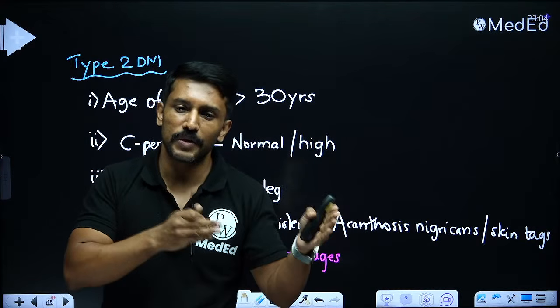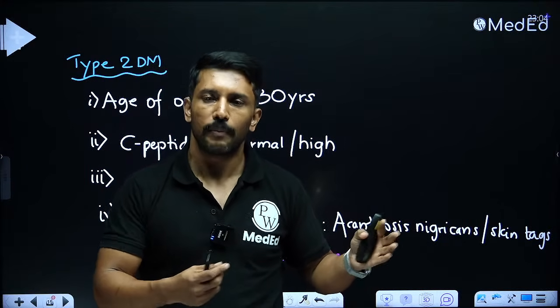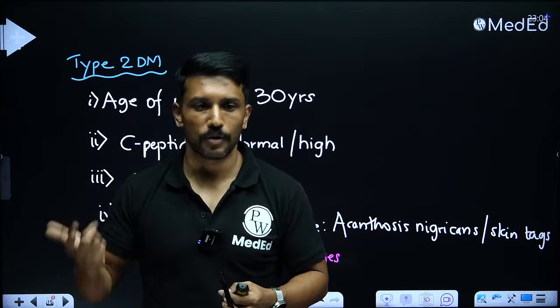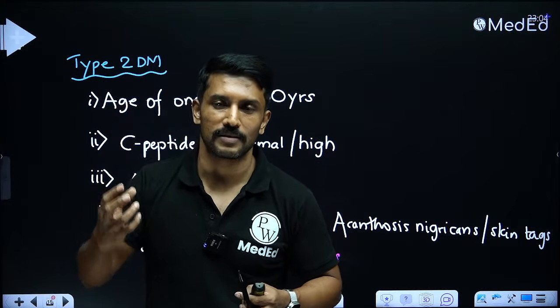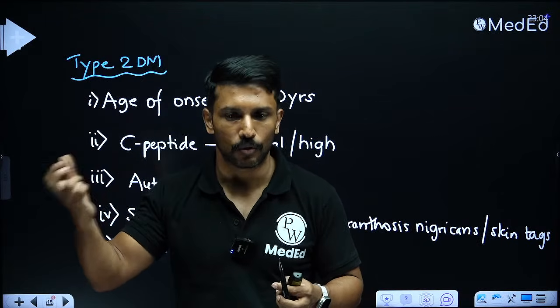They don't need to switch to the free fatty acids as the tool for the generation of ATPs. But in case of type 1, insulin is absolutely absent. So cells cannot use the glucose. They have to rely on free fatty acids for the cellular energy needs. So that's why they end up generating ketones.